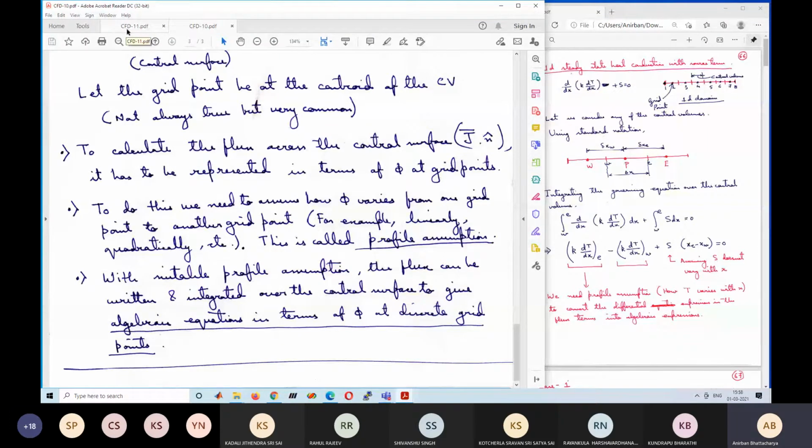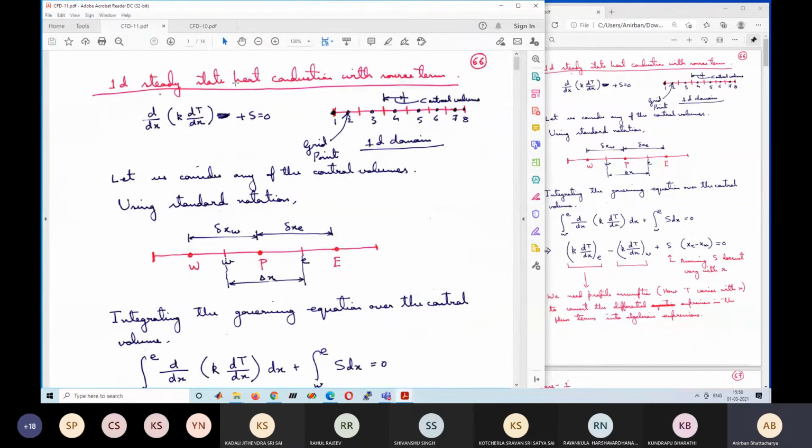Let us take a look at a 1D example. Okay, so as to actually understand what is happening, instead of just going through mathematical notation, which is somewhat confusing to us, for this example we will take a very simple problem. Okay, we will start with the basic problem, 1D steady state heat conduction with source term.